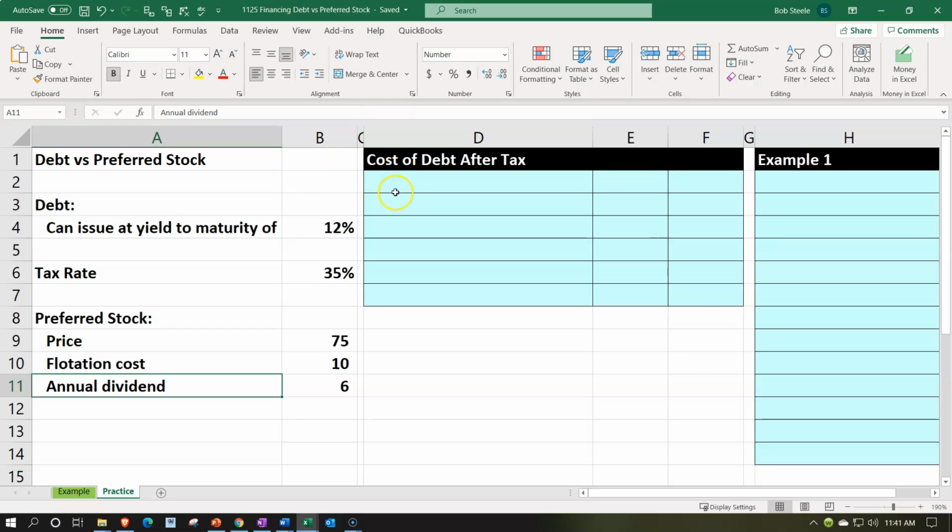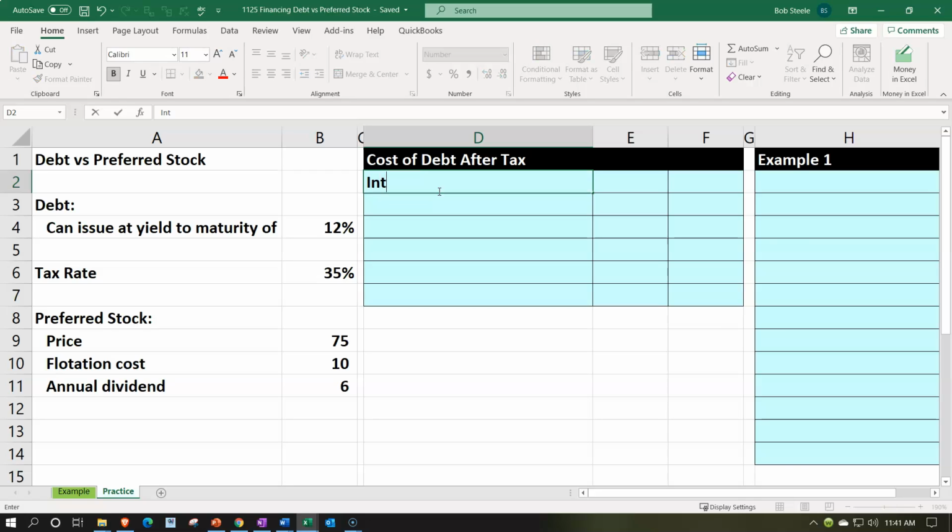So then we're going to go to our calculation. Let's do our cost of debt after tax. Let's say the interest rate is going to be the 12%. That would be the normal cost, but we have to take into consideration the tax impact so we can compare it to the equity, which doesn't have a tax impact, comparing, as they say, apples to apples, the same thing to the same thing. That's what it means, apples to apples.